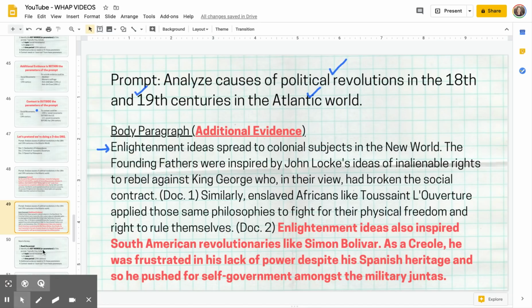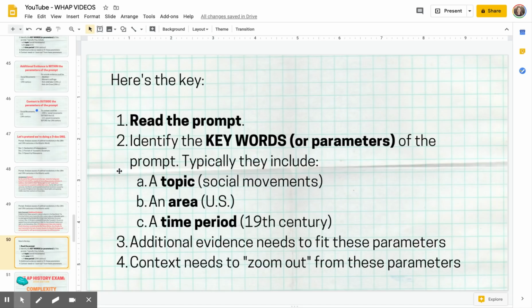Okay, hopefully this was helpful. Let's recap one more time. The most important thing that you can do for yourself is first identify the keywords of the prompt so that you know for the most part just what you need to stay within. The only time you should move away from those parameters is to talk about context. Everything else in your essay should fit within those parameters. So that applies to using the documents, that applies to outside evidence, that applies to HIP. It applies to everything. Every other point in the rubric, 9 out of the 10, need to stay within these parameters of your prompt. Whatever the topic they want you to talk about, the area they want you to focus on, and the time period. The only single point really where you go beyond this is for contextualization.